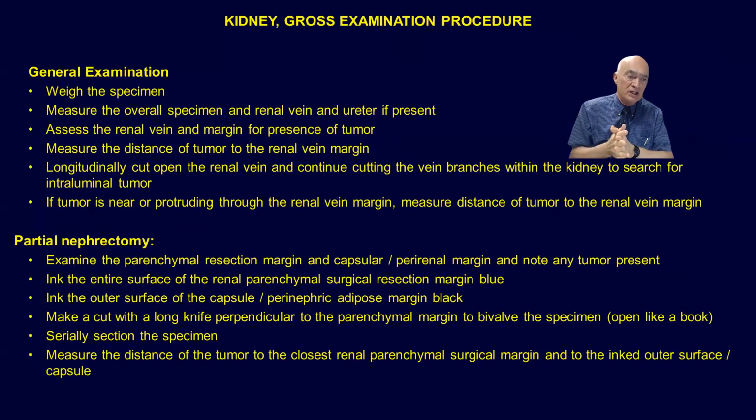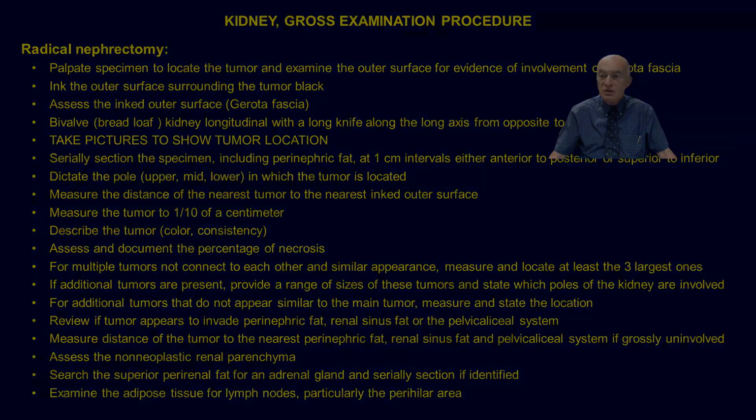So in regards to partial nephrectomies, we have to be very careful in the examination and identify what is the capsular component and what is the real surgical margin with the kidney parenchyma. So we need to properly ink the specimen, with different colors of ink for the capsule and the surgical margins with the renal parenchyma, to be able to identify them in the histological examination.